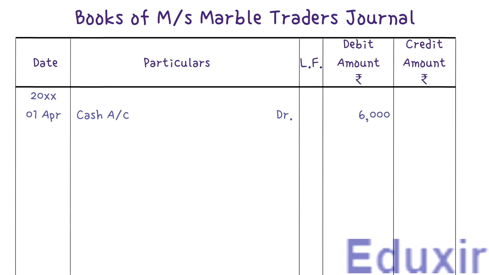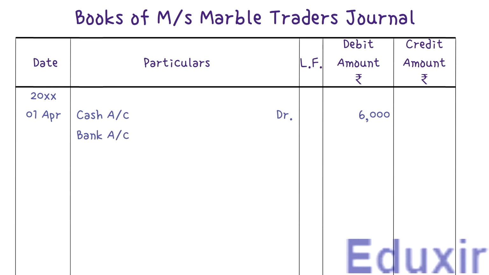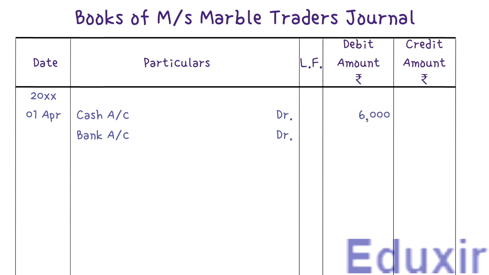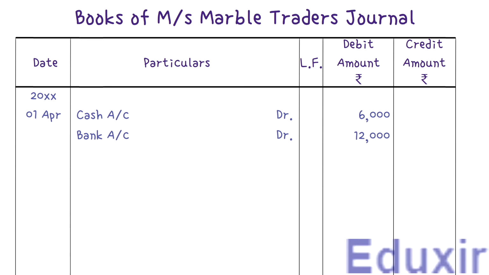As all the balances are brought down on the same day, we don't have to record the date again. We can leave it out. Let us now record the bank account as the debit entry. Let us also write the text DR to indicate that this is a debit entry. Let us then record 12,000 rupees in the debit amount column. With that, we have completed the journalizing of the bank balance brought down.